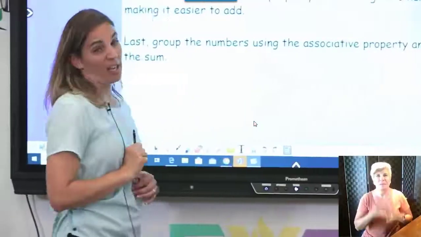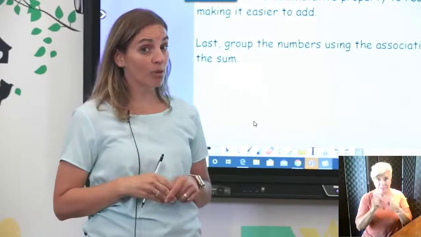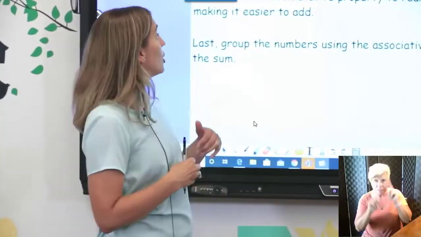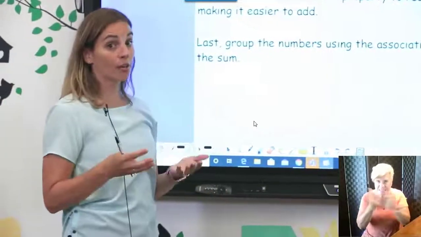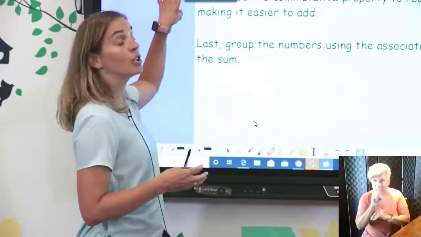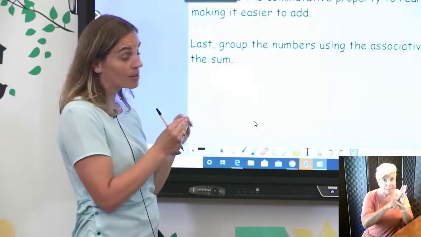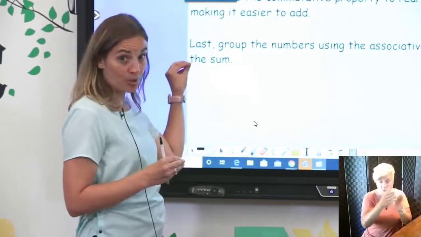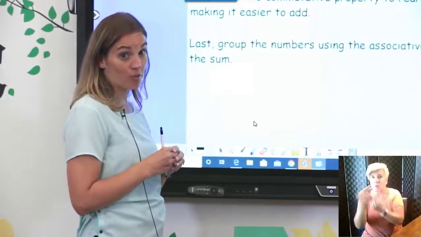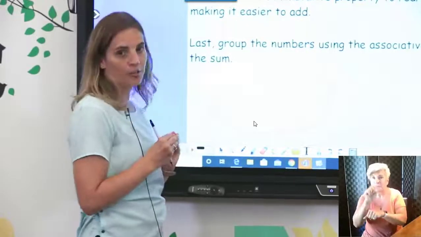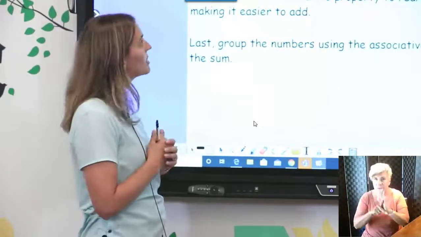Okay, now you try. This time, I'm going to give you just a couple of minutes. Think carefully. You're going to break apart the numbers into hundreds, tens, and ones. You're going to use the commutative property to rearrange the numbers and put the like numbers together. And then you're going to group your like numbers using the associative property and then add and get your final answer. Take just a moment. Let's see how you can do on your own.